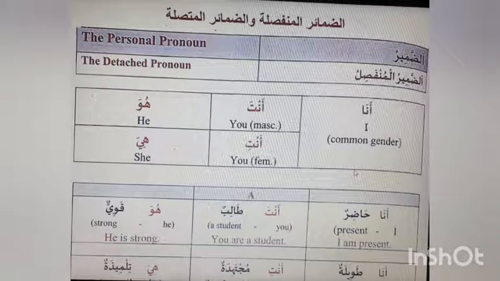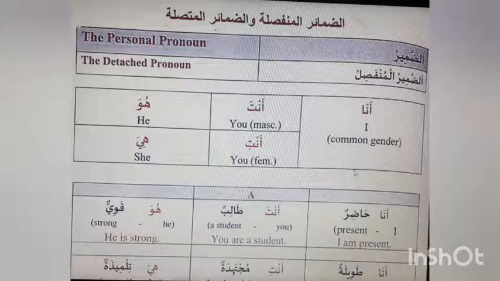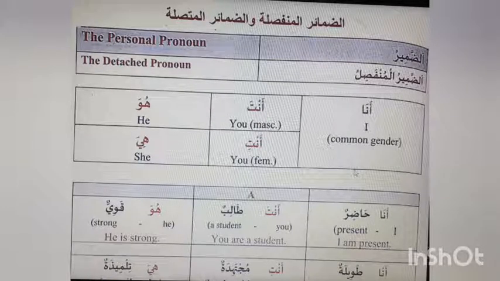Today we are going to learn the second topic of the fourth unit of Arabic core, first semester, and the title is الضمائر المنفصلة والضمائر المتصلة. Zamair is a plural and its singular in Arabic is zamir, which means a pronoun or a personal pronoun. So الضمائر المنفصلة means detached pronouns, والضمائر المتصلة means attached pronouns.